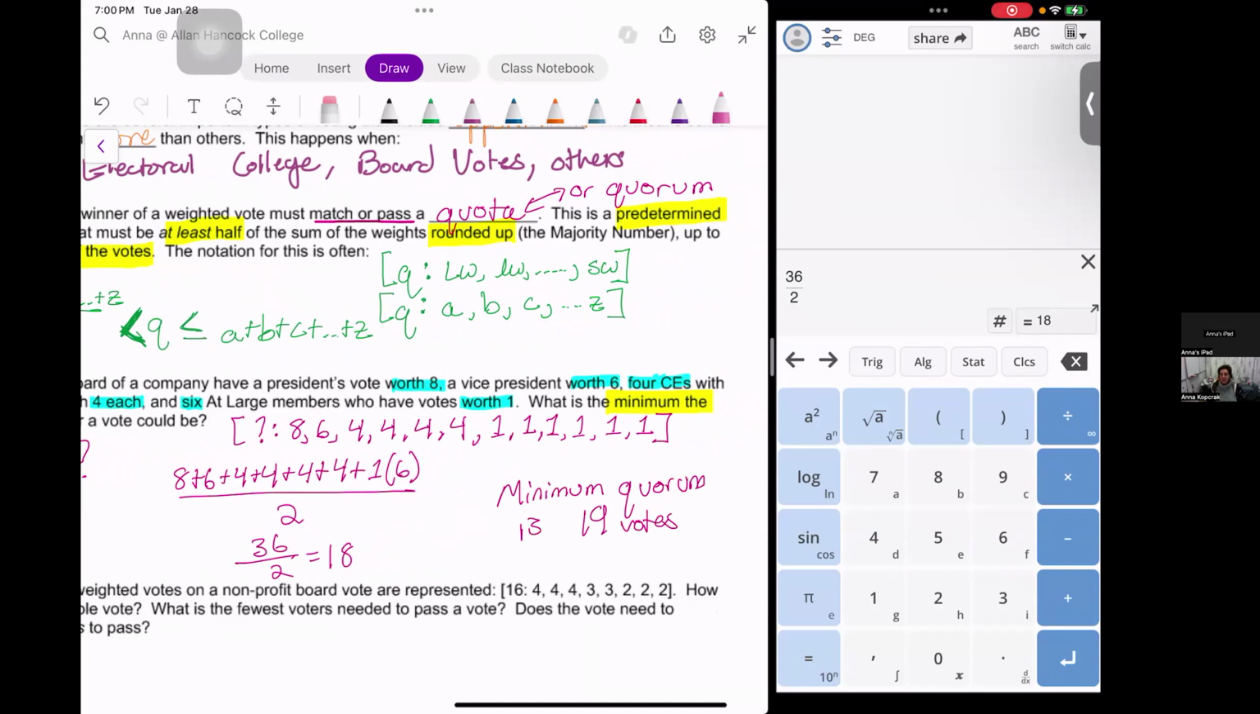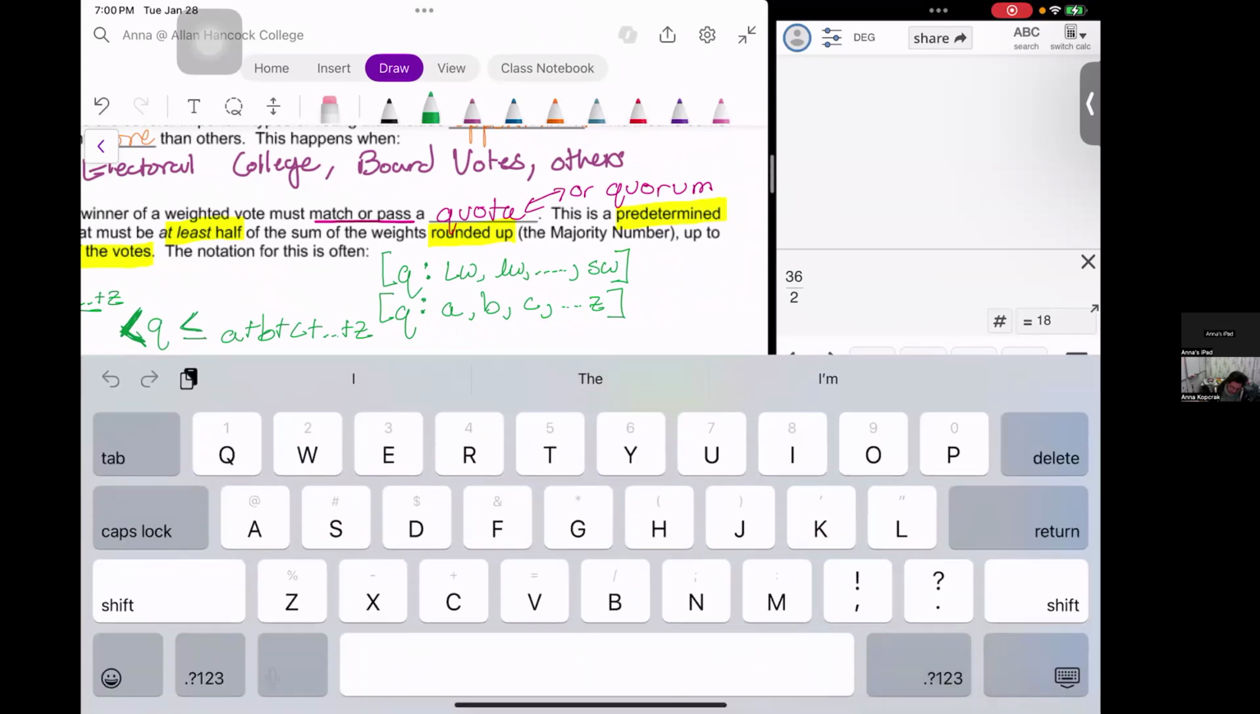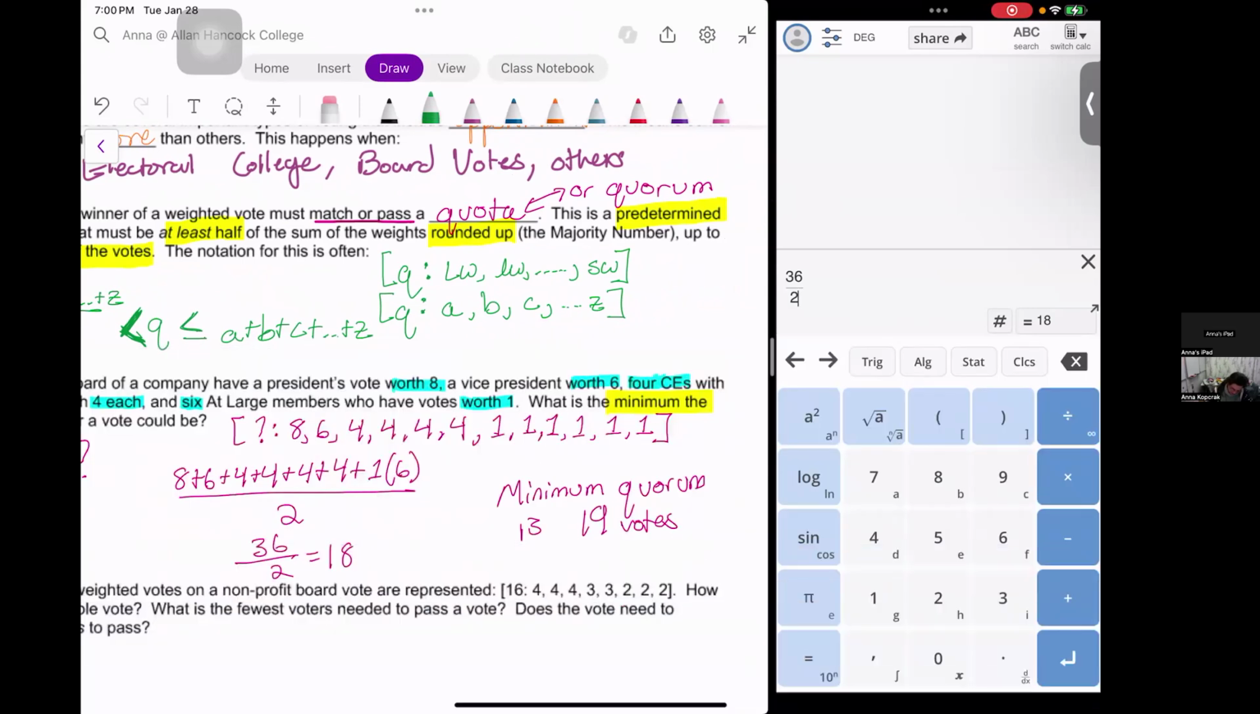Now you can see that different people weigh different amounts here. So it turns out that we could go ahead and do, say, the vote could be the vice president and all 4 of these CEs. 4 times 4 is 16, plus 6 more is already 22. And there we go. We could have all the CEs and the vice president, and the vote would pass. That means the president and all the other at-large members would not be needed.